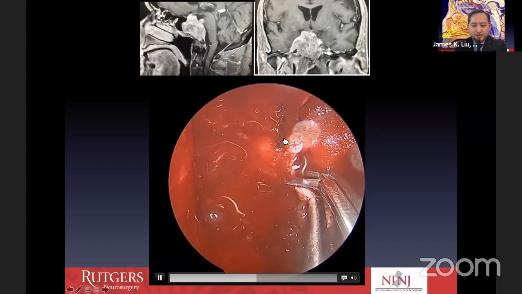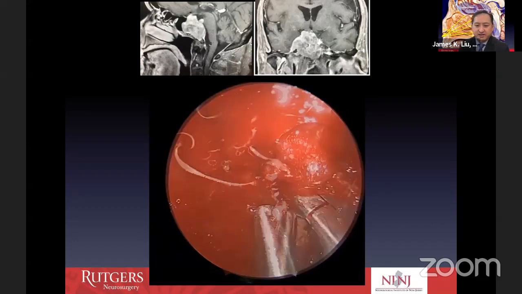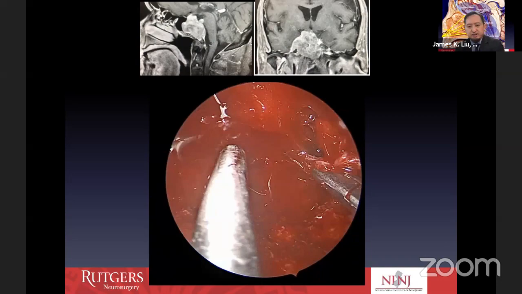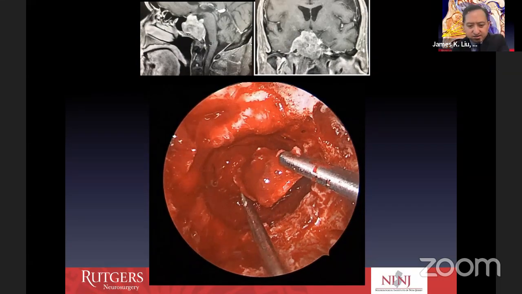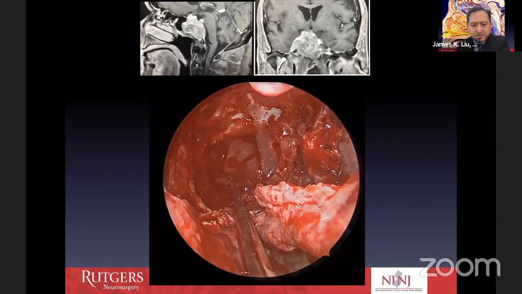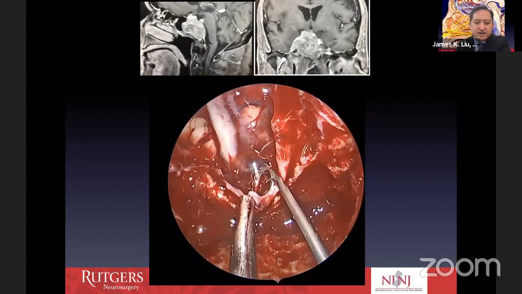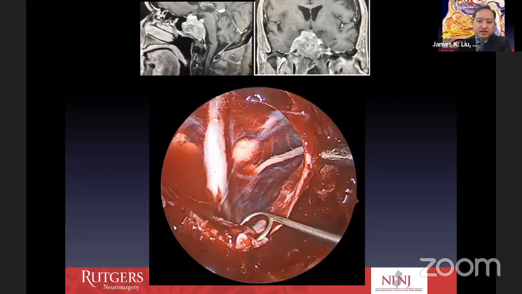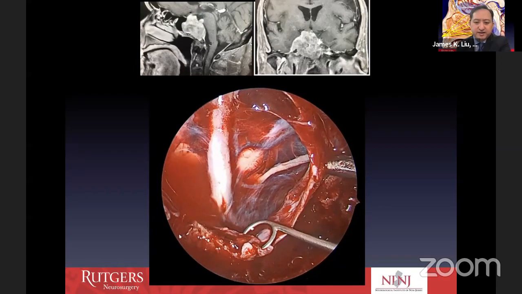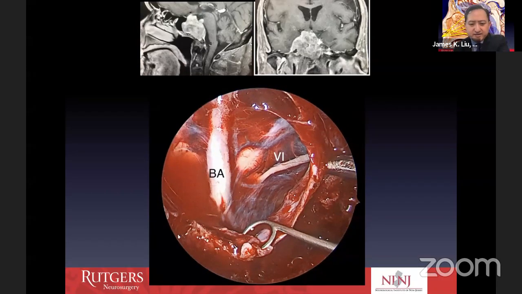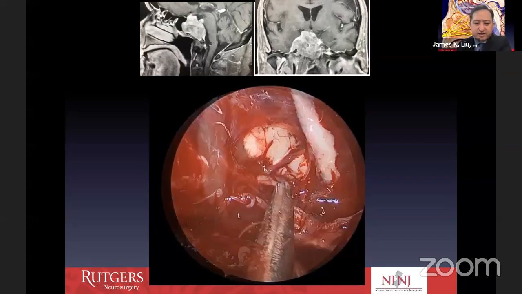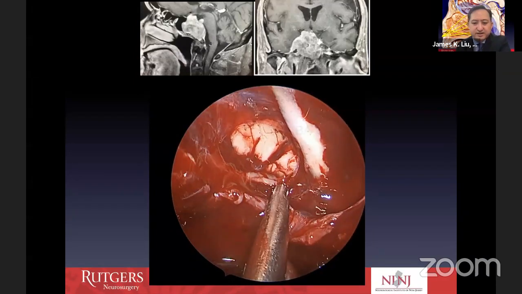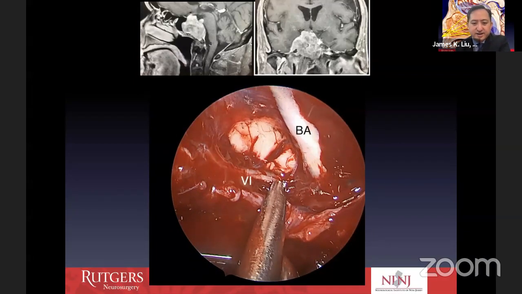And then using sharp dissection, we'll cut out a rectangular defect of the dura. Be careful of where the sixth nerve is running. You don't want to cut the sixth nerve while you're doing this, so you have to always inspect. And then here, now that the dura has been cut out, there's the left sixth nerve. There's the basilar artery. And we're using a 30-degree angled scope looking out into the corners. And then we'll look for the contralateral sixth nerve. Here's the contralateral sixth nerve on the right side.